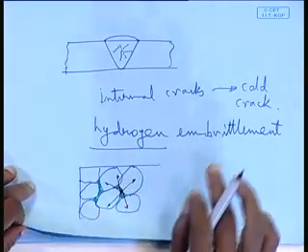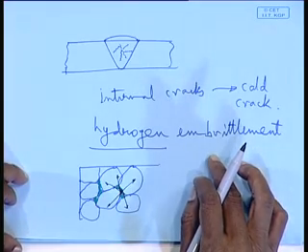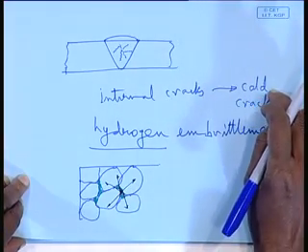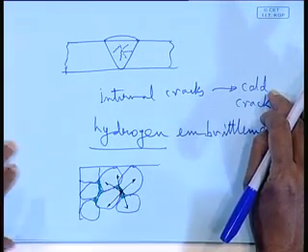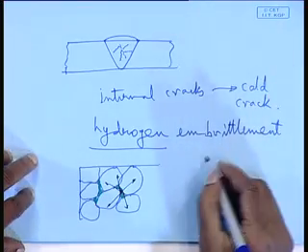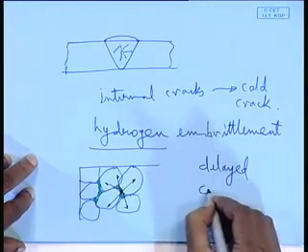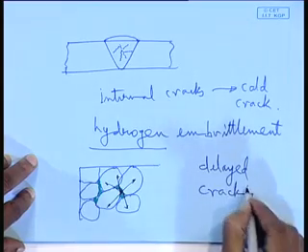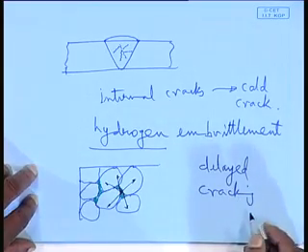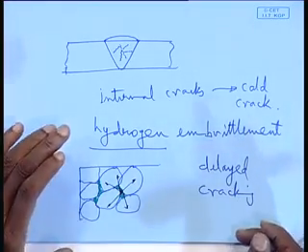They are generally because of this hydrogen embrittlement, and that is why they are referred to as cold crack. Also, they are referred to as delayed cracking. Delayed cracking means the welding has been done today, and immediately after, say, a few hours, if you check the welding, you may find there is no crack, but after 2 days you might find a crack. That also happens. So that is the internal crack.